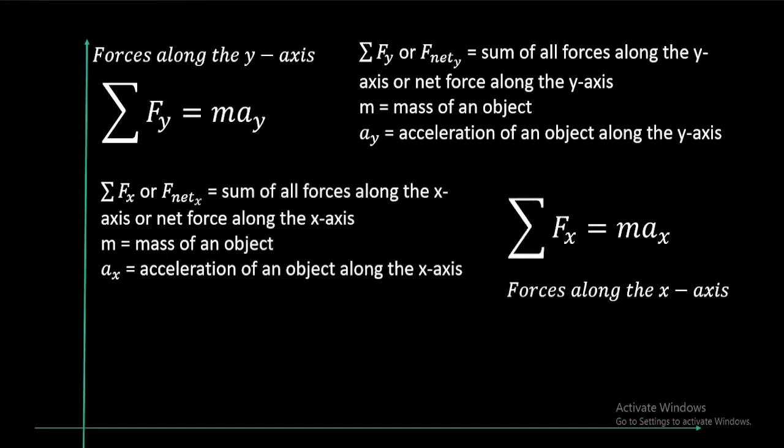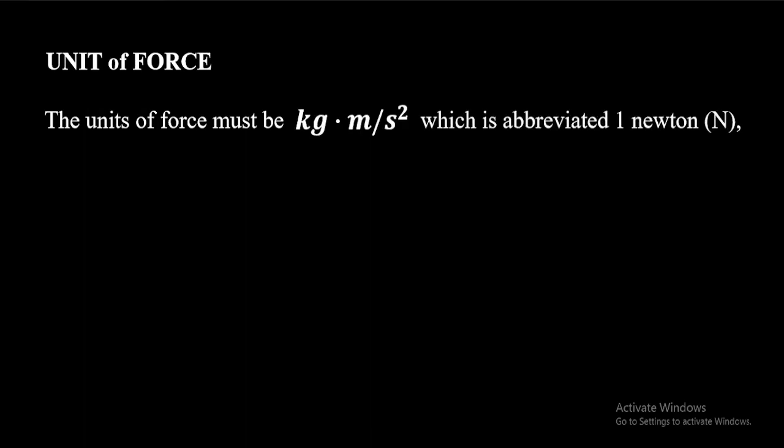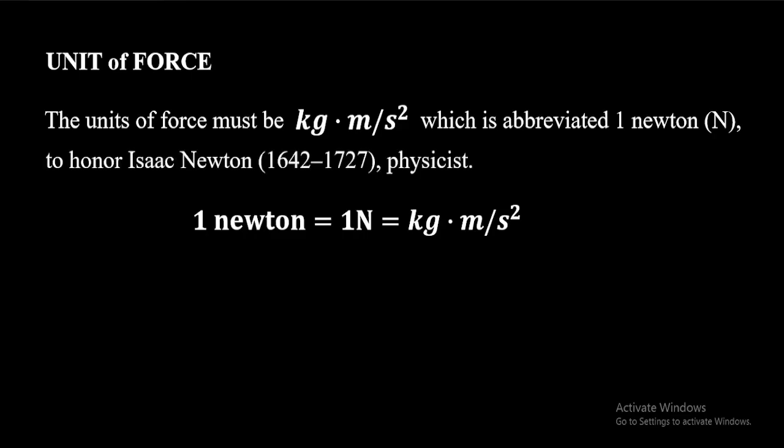We have this for the x, y, z axis. Unit of force: the unit of force must be kilogram times meter per second squared, which is called a Newton. So 1 Newton is the amount of force needed to accelerate 1 kilogram of mass by 1 meter per second squared. This is done to honor Sir Isaac Newton, who lived from 1642 to 1727, a great physicist.